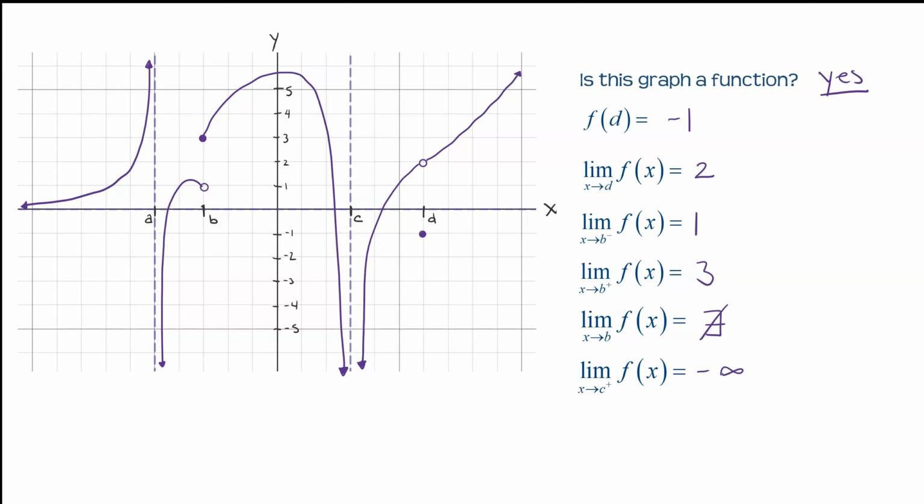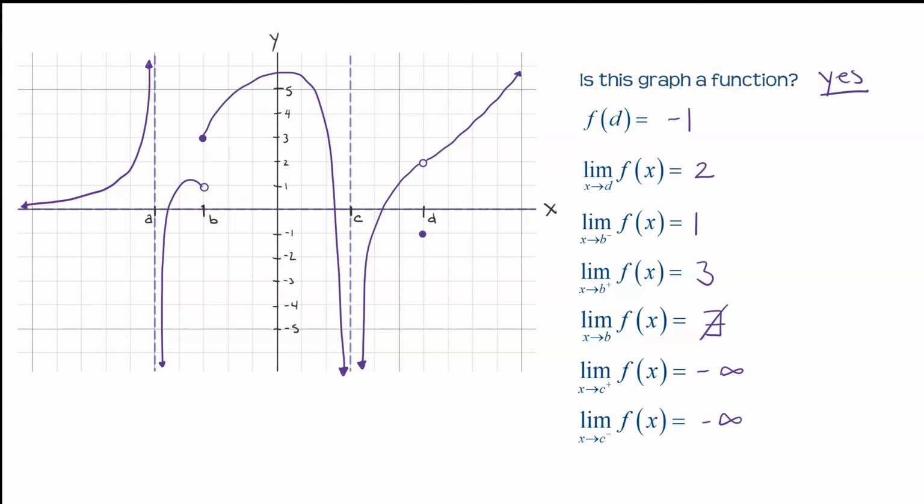What's the limit of the function as x approaches c from the left? Taking a look again, here's c. We're going to approach c from the left-hand side. The function goes down, down, down. Again, we are approaching negative infinity. Therefore, the limit of the function as x approaches c is negative infinity.